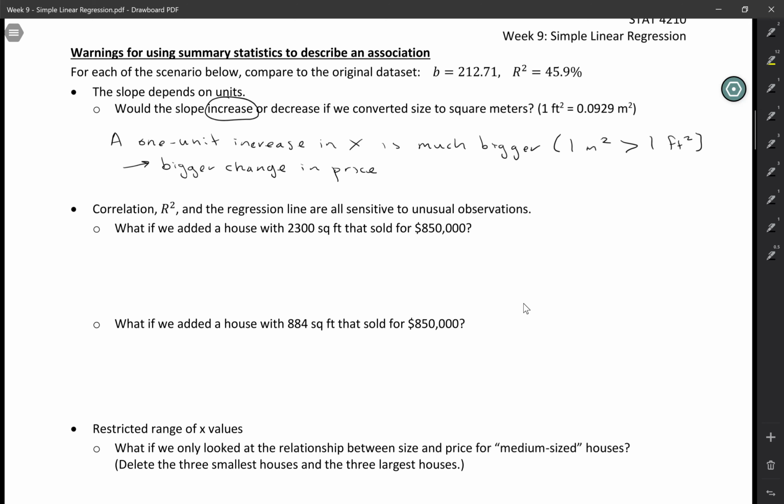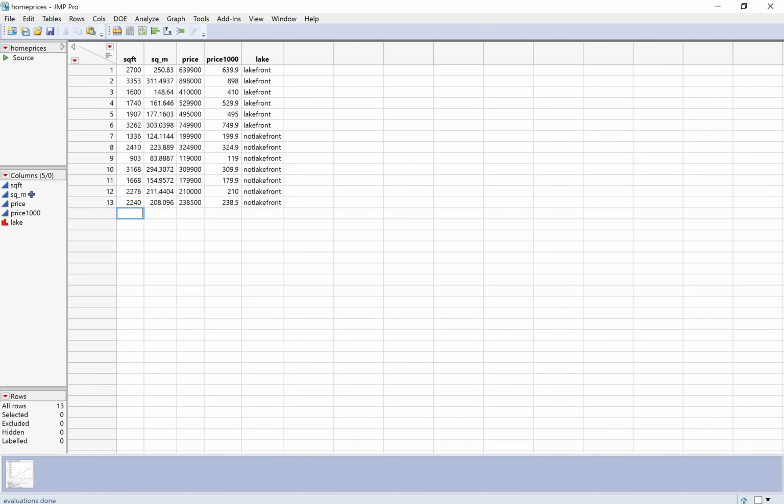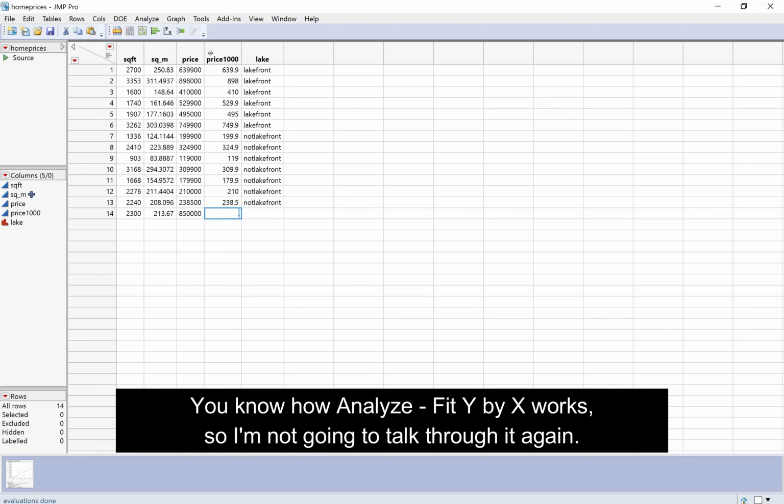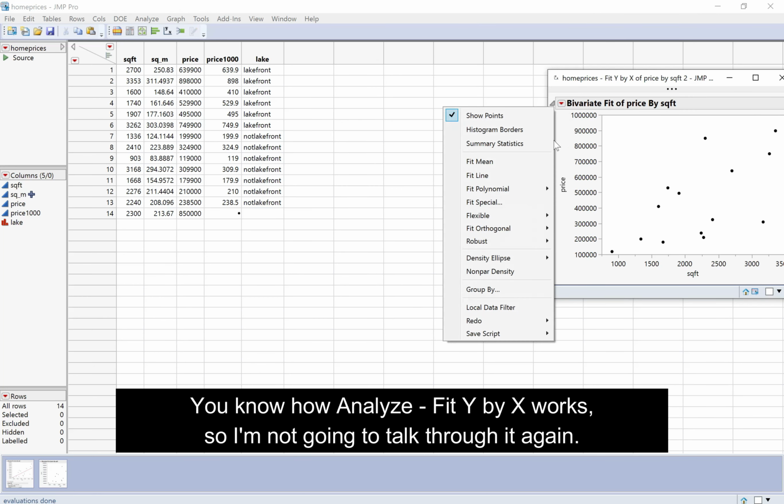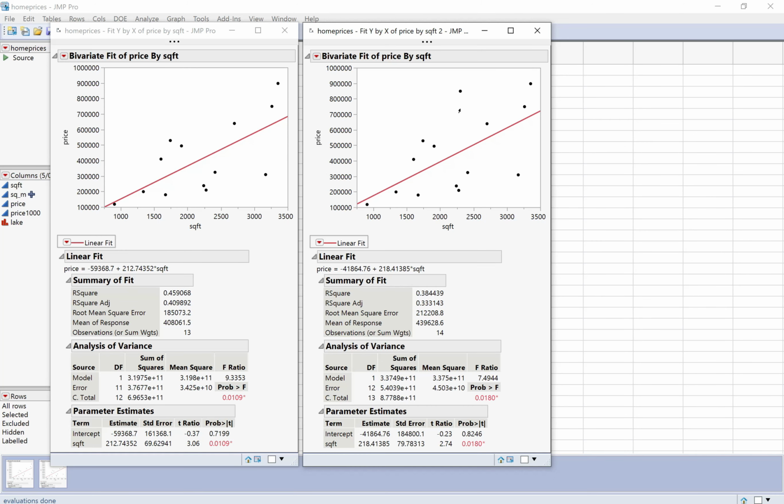So let's think about a couple different outliers and how they would affect things. What if we added a house that had 2,300 square feet and it sold for $850,000? So here's our new point up here. It's kind of in the middle, just above the rest of the data set. This is kind of an expensive house. It hasn't really changed the slope all that much if we look at the slope of the line, and that's because it's really just pulling it straight up from the middle.